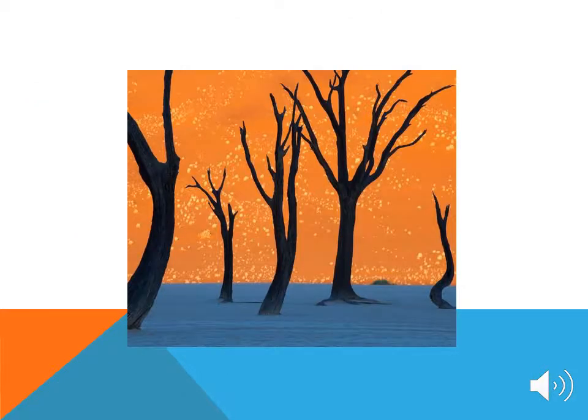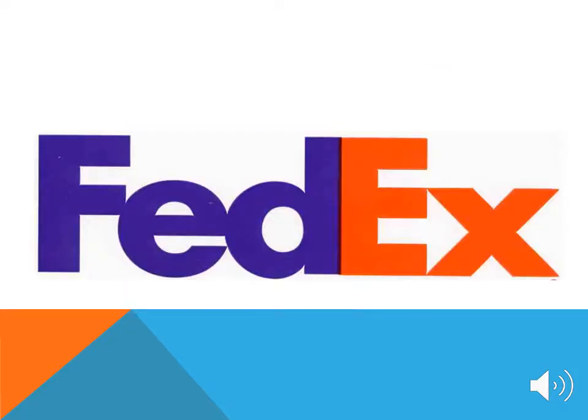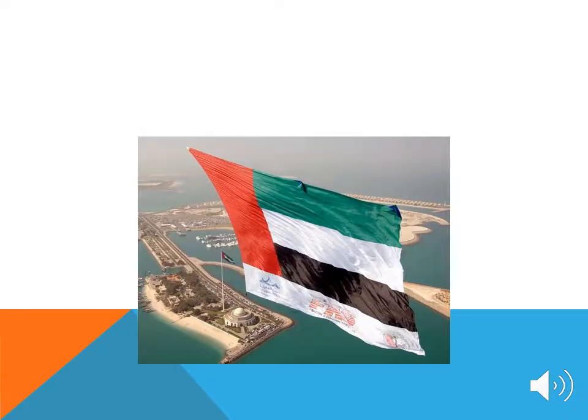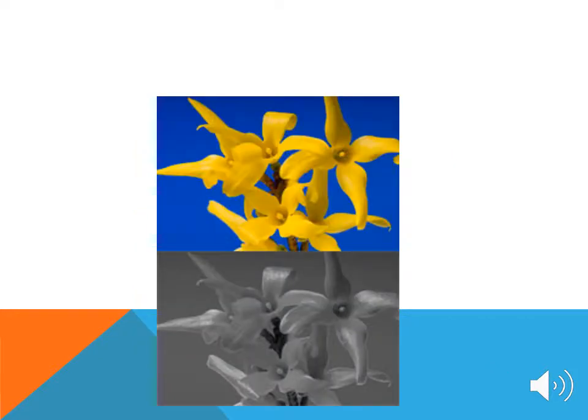This example shows a combination of the complementary color scheme, orange versus blue. The same method is used in the FedEx logo. They are using a complementary color scheme, combining blue and orange. It is also used in the UAE national flag. Red and green is a pair of complementary colors.